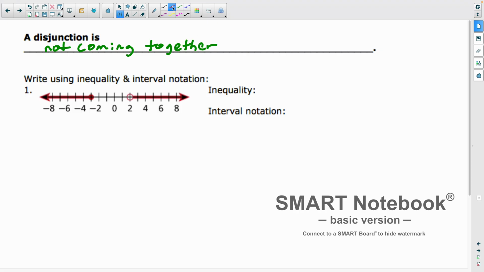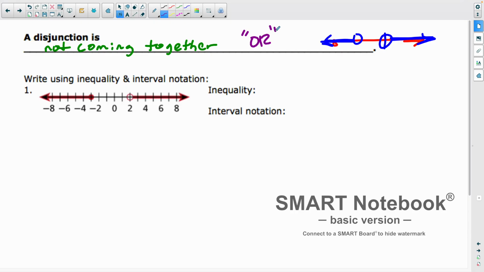All right? So a disjunction is not coming together. The picture of that would be an inequality that's moving to the right and an inequality that's moving to the left. Those two things are not coming together. They're going in opposite directions. The key word that we use with disjunction is the word or. We could be less than this number, or we could be greater than this other number. So we could be on this side, or we could be on this side. So as long as I'm one or the other, I'm good.